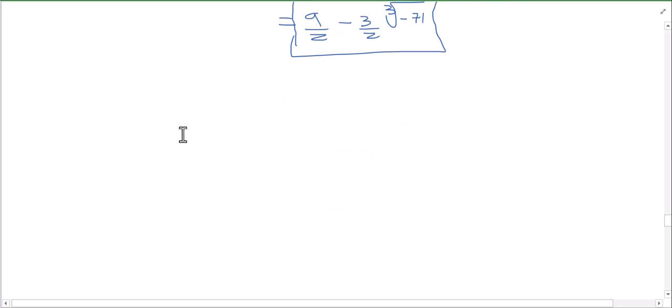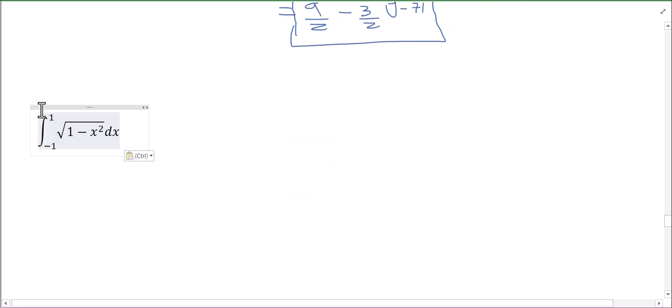So let's try another example. The integral from negative 1 to 1 of the square root of 1 minus x squared dx.